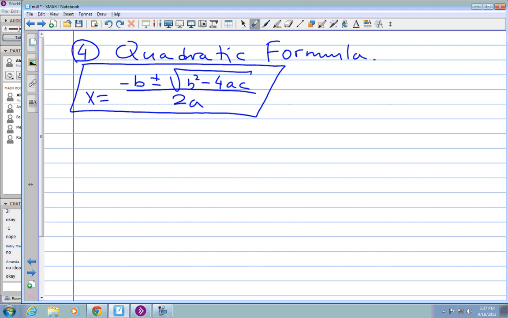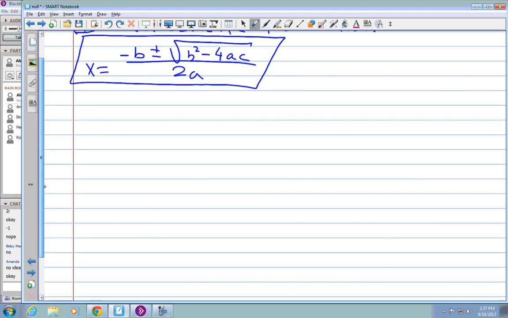Now, this formula is how you complete the square. This formula comes from completing the square. So I'm going to derive this formula, and don't write anything down, but you're going to help me. I'm going to solve this equation by completing the square.